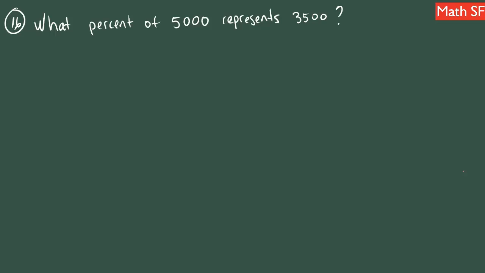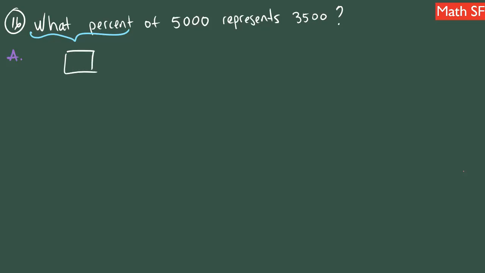So in number 16, it's saying what percent of 5,000 represents 3,500. So step one, as always, is going to be to translate this. So what percent is going to be our box. In some cases they will tell you to put a box with a percent sign inside to remind you that it was a percent, but I just put a box there, because what percent anything is just a box.